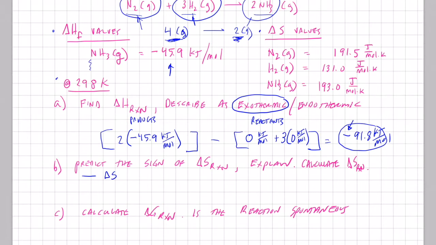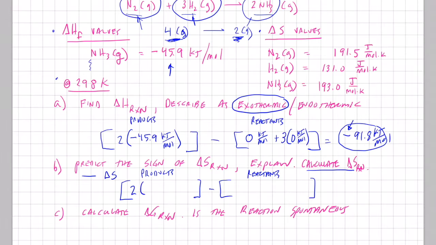All right. Now let's calculate delta S of the reaction. As you might recall, we can find the entropy of a reaction just like we can find the heat of a reaction. We can take the products' entropy minus the reactants' entropy. So just like we did in part A, we're going to do products minus reactants, but instead of using delta H values, we're going to use delta S values.